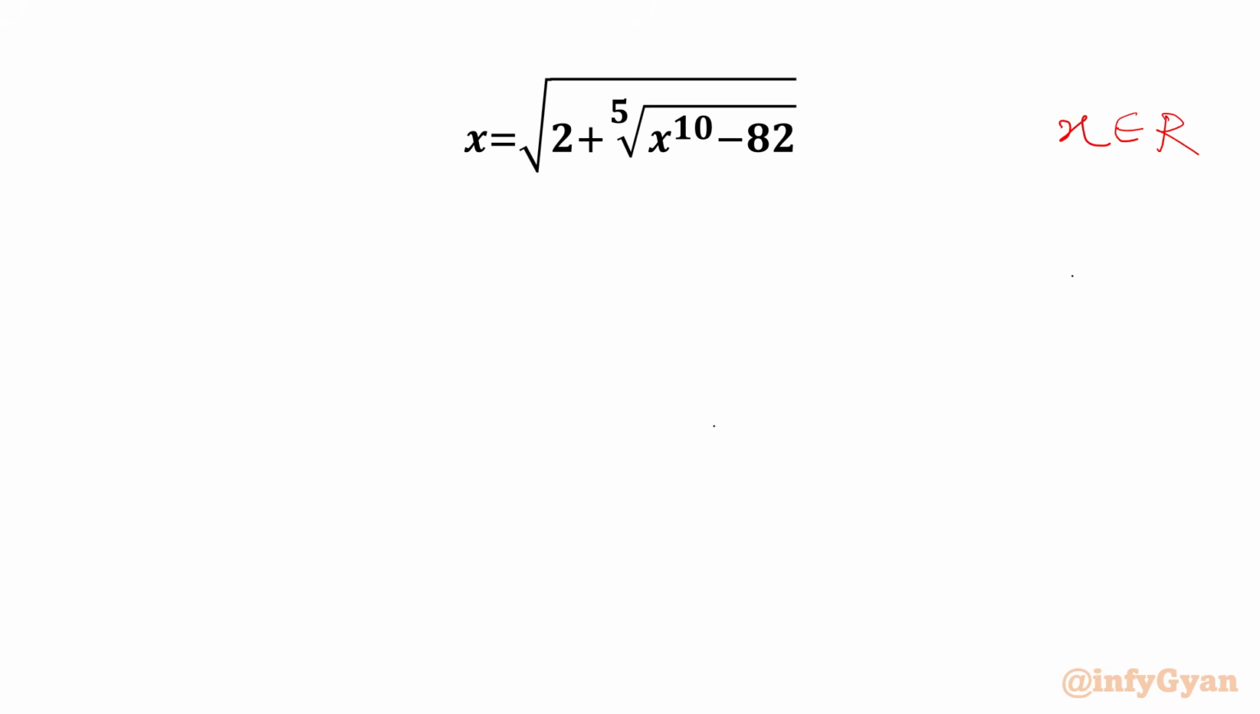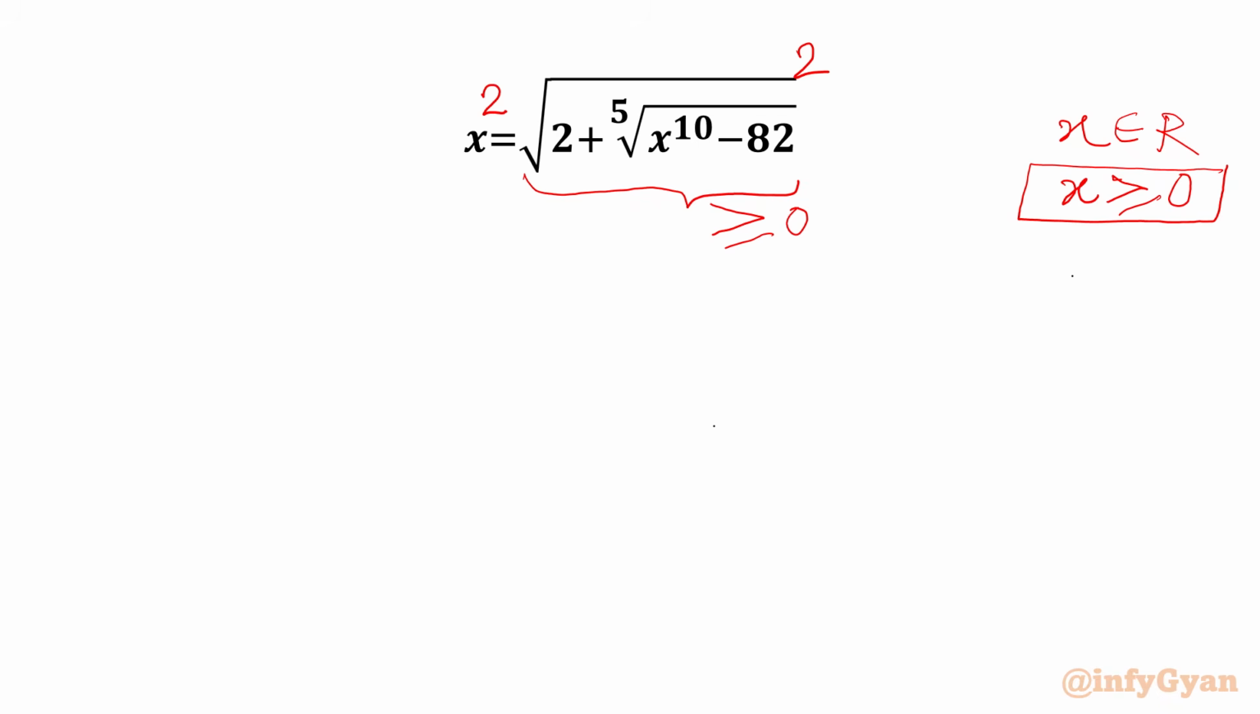for the real values of x. So let's get started. We have a square root in right hand side. So this must be non-negative. So x should be greater than or equal to 0. It cannot be negative. Now we'll be squaring our equation.